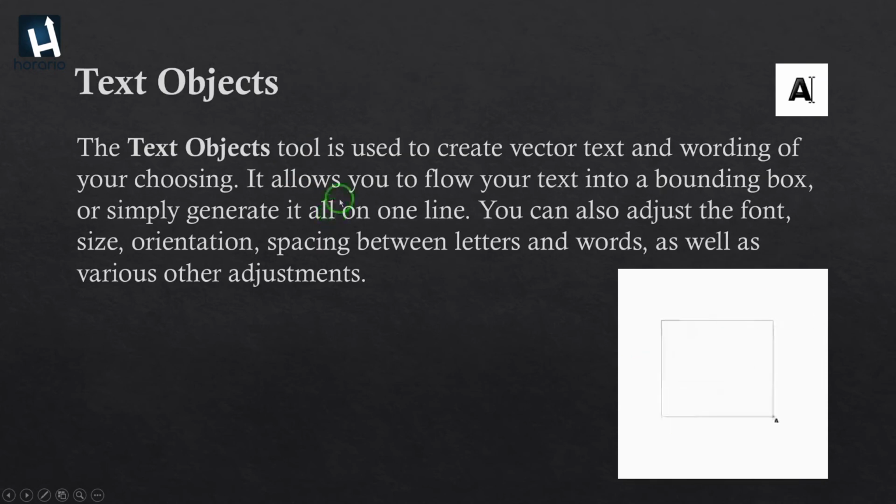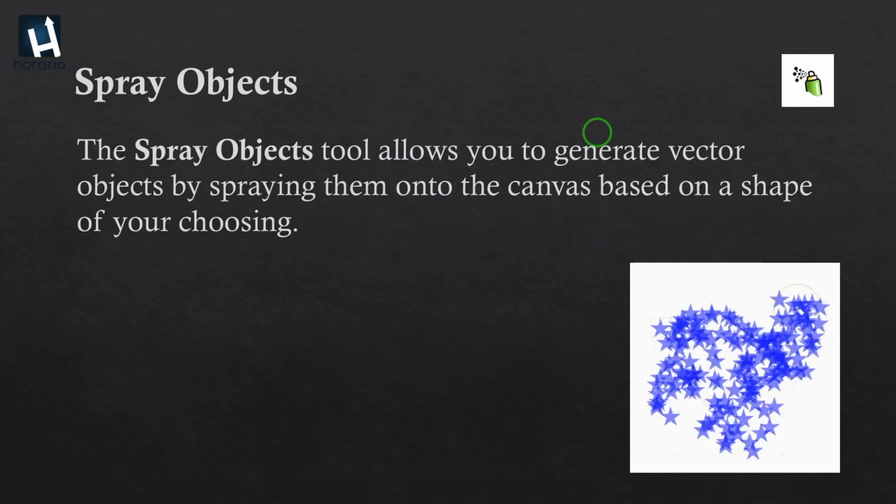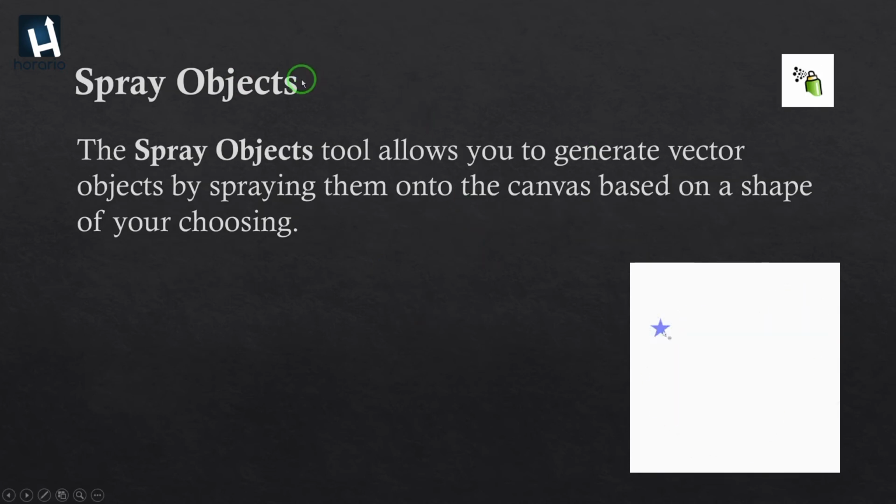Now let us go to our next tool, text object. This is the most used tool in Inkscape. The text object tool is used to create vector text of wording of your choosing. It allows you to flow your text into a bounding box or simply generate it all on that line. You can also adjust the font size, orientation, spacing between letters and words, as well as various other adjustments. Okay, I don't think I have to show a demo of the text object tools. So let us continue about spray objects.